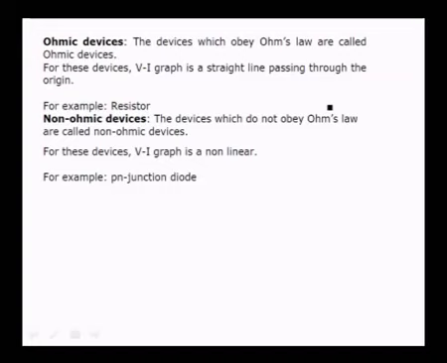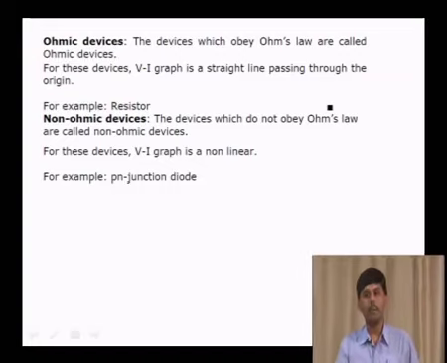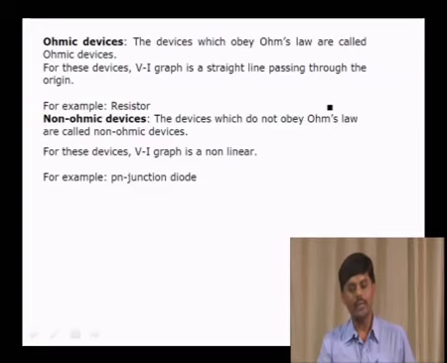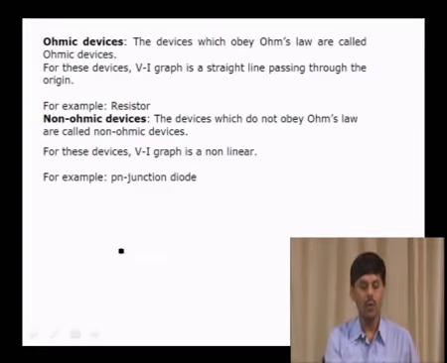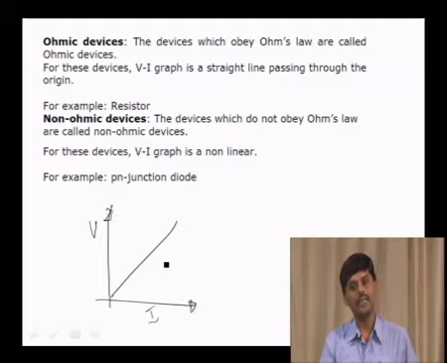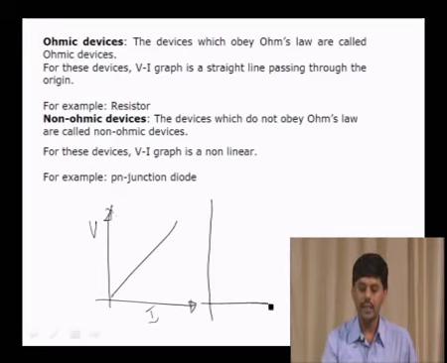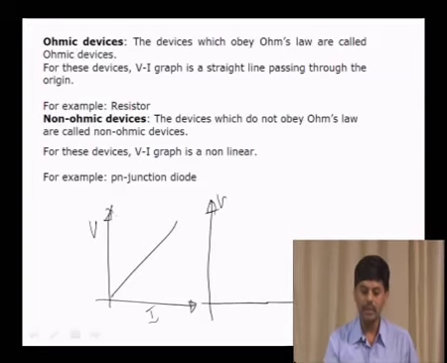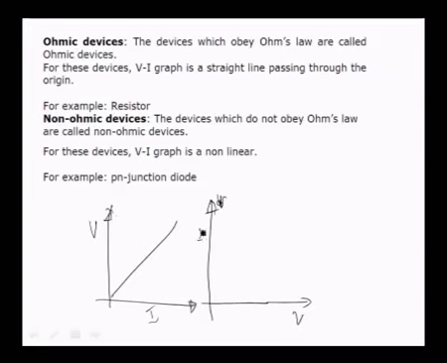Next, see some devices which obey Ohm's law, for example a resistor. Such devices we refer to as ohmic devices. If you plot a graph of potential versus current, we get a linear curve. Some devices like the PN junction diode, with current on one axis and voltage on the other, give a non-linear curve. Such devices we refer to as non-ohmic devices.